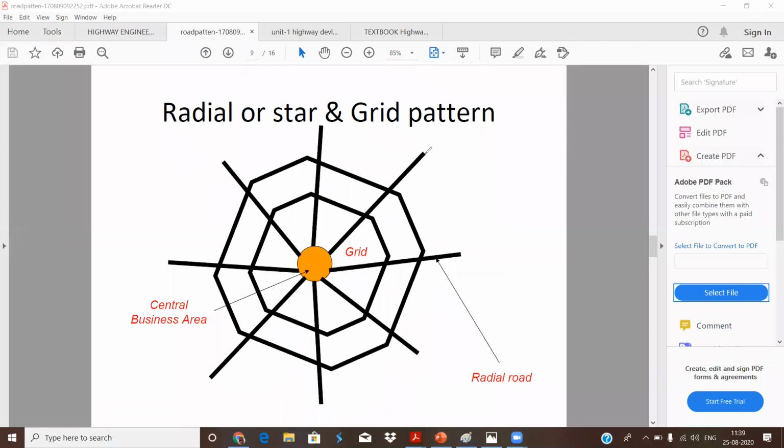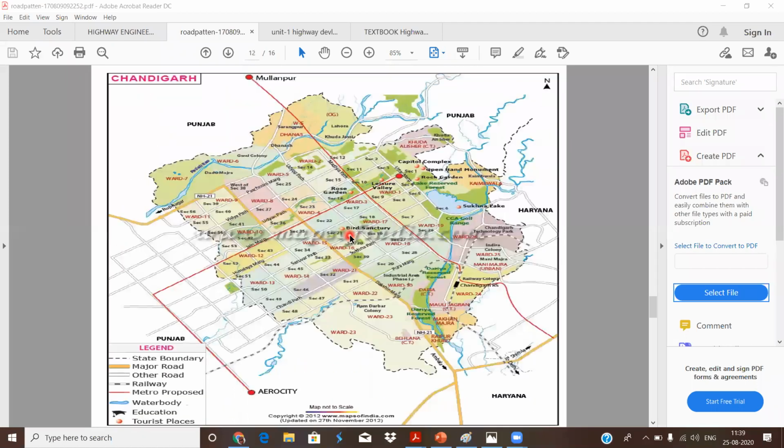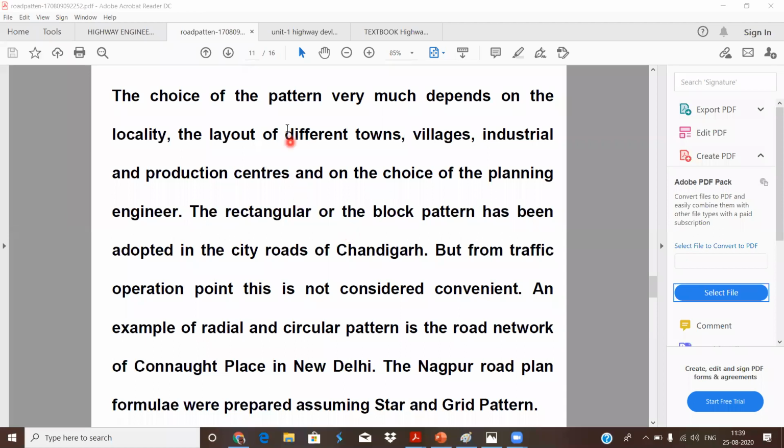Next one, hexagonal pattern. This is known as hexagonal pattern. This type of pattern may be available in some places. We have other patterns also. The type of pattern depends upon the locality, the different types of towns and villages, and also the choice of the planning engineer. We have different types of road patterns, and out of these the engineer may take his choice according to local conditions.